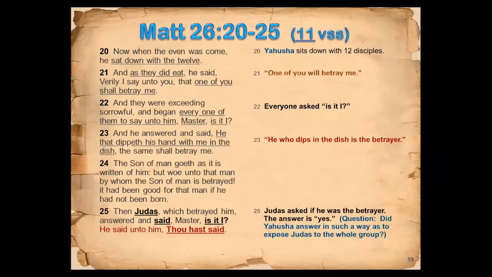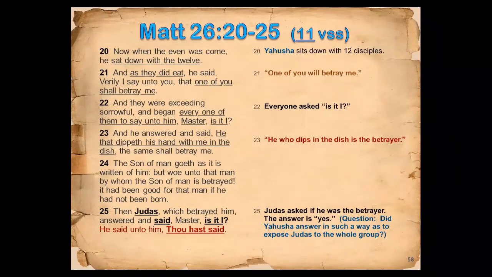The Son of Man goeth as it is written of him. But woe unto that man by whom the Son of Man is betrayed. It had been good for that man if he had not been born. Then Judas, which betrayed him, answered and said, Master, is it I? And he said unto him, Thou hast said.